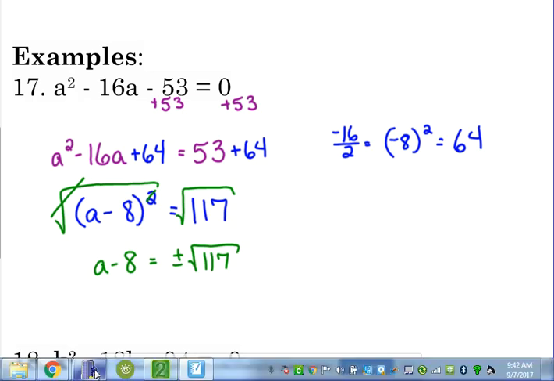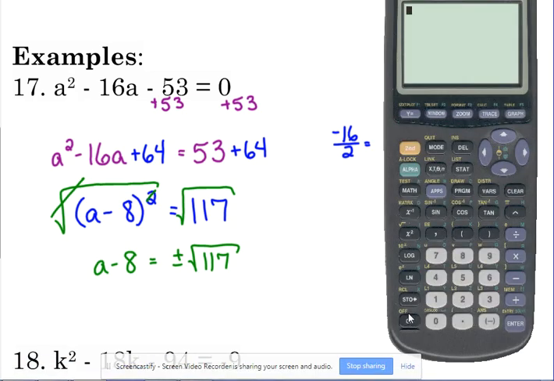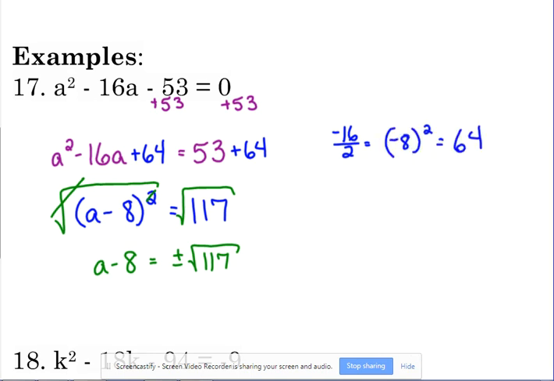Now, I'm going to check really quickly. I don't think 117 simplifies, but I'm going to check and see if it's divisible by any of my perfect squares. 4, 9, oh, it is, 9. Okay, 9 times 13, so that means we've got the square root of 9 is 3. So the 3 comes out of the square root, the 13 stays under the square root. We're not quite finished yet, because our variable is not by itself.